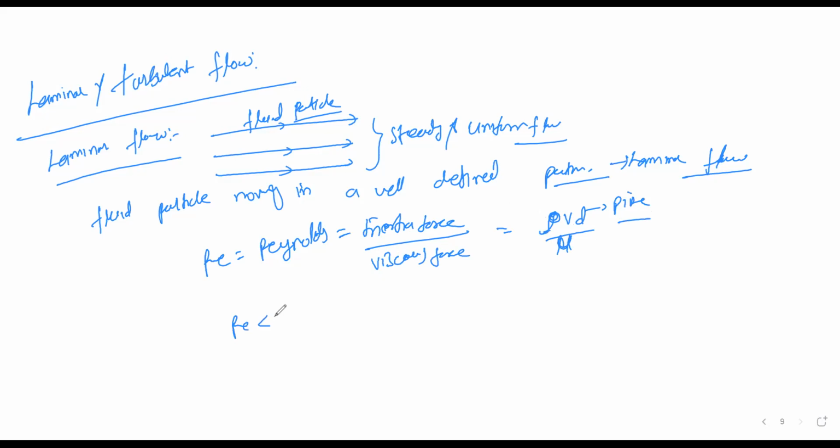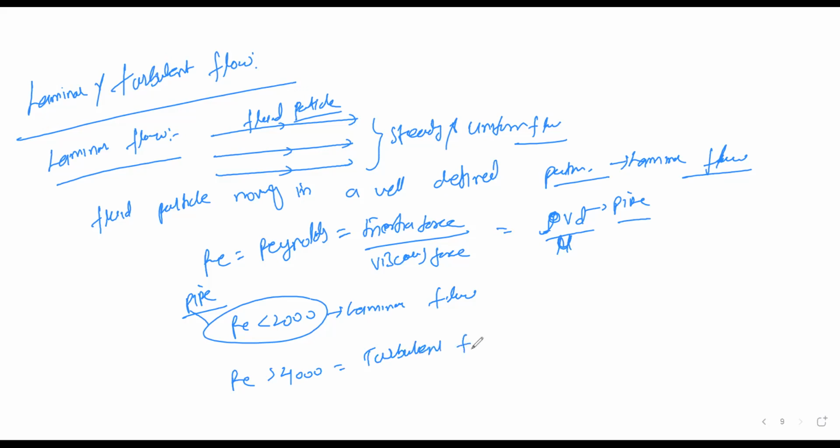So अगर Reynolds number 2000 से less आता है, that is for pipe case, it's a laminar flow. Or if the Reynolds number is greater than 4000, it will be assumed as a turbulent flow. And turbulent flow means what? The fluid particle moving in a zigzag way because they have a random velocity.